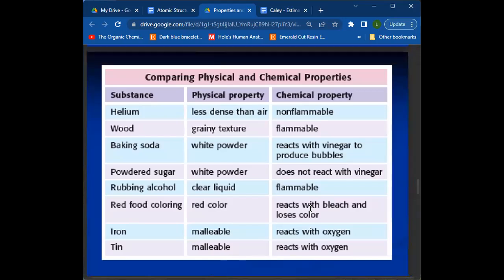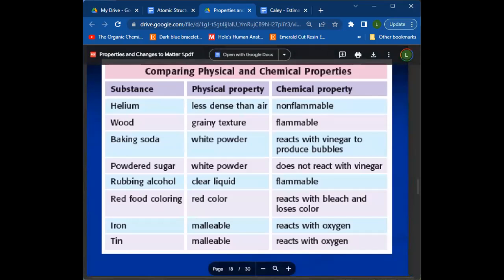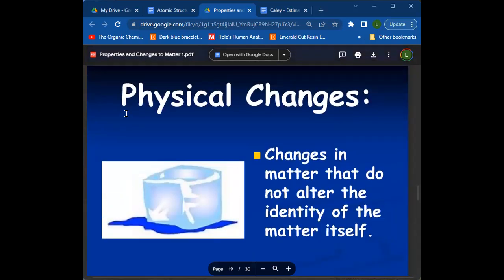Okay, and so this is a good table that shows some of the differences between chemical properties and physical properties. And notice that a lot of the chemical properties start with reacts with or does not react with, flammability, and then the physical properties are all just things that we can see. Let's look at physical versus chemical changes. So physical changes are changes that do not alter the identity of the substance, meaning that it's the same substance before and after the change.